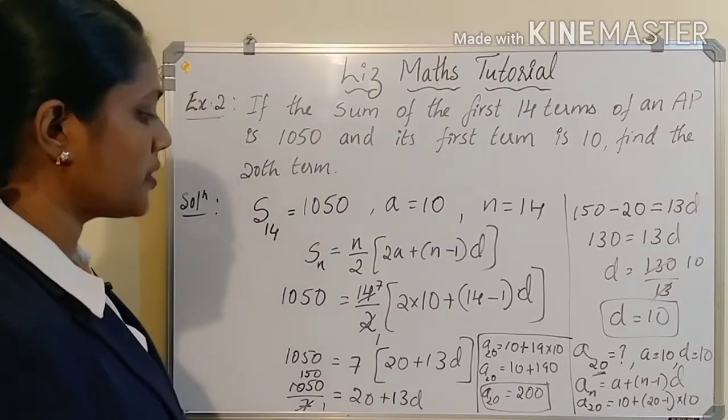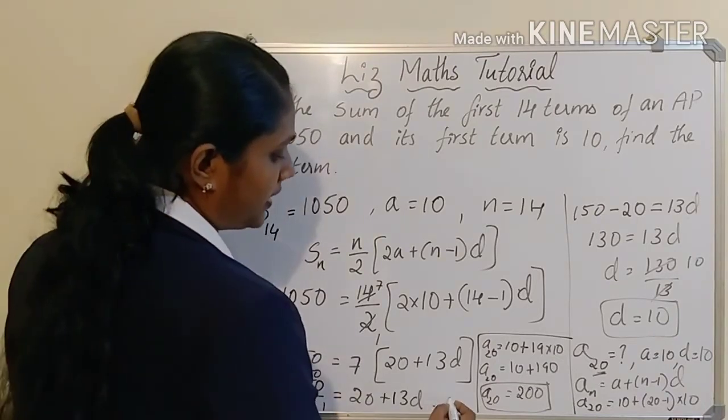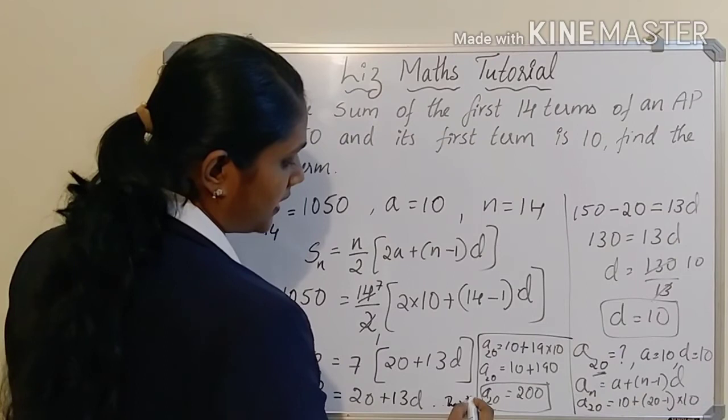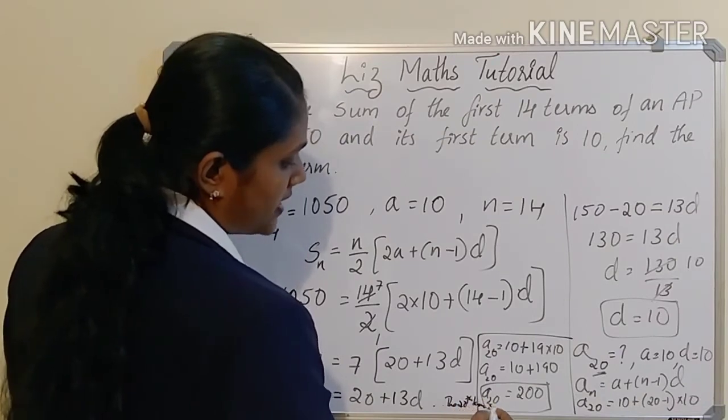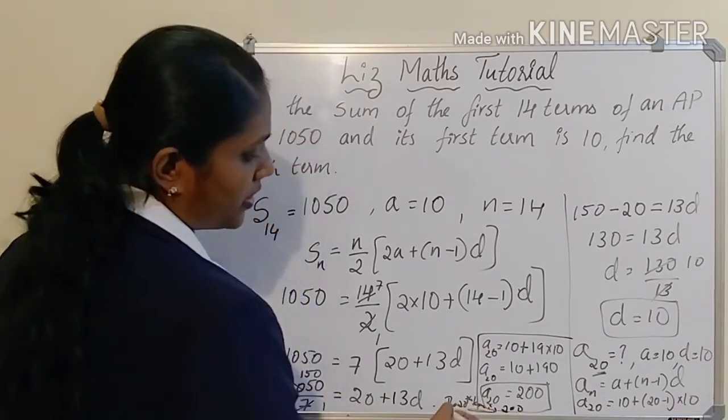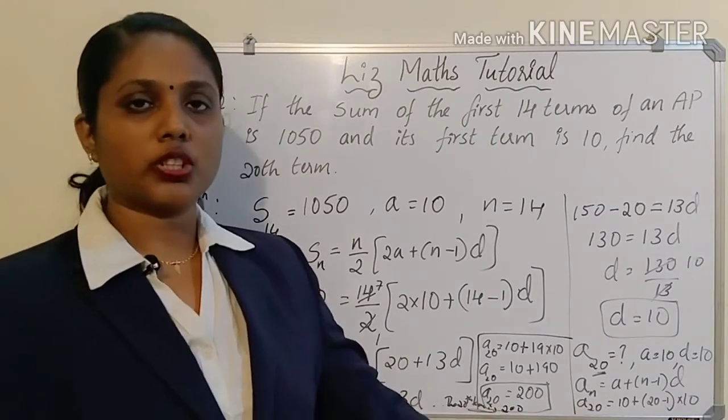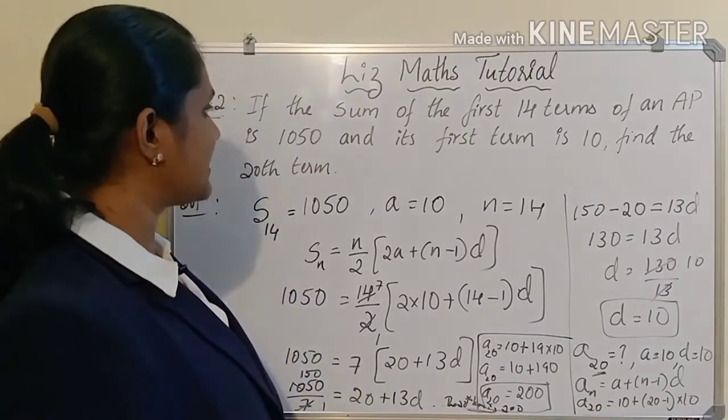You write the conclusion here. Therefore, the 20th term is 200. The conclusion you can write, the 20th term is 200. I hope you understood this problem.